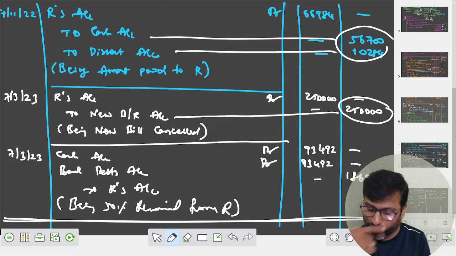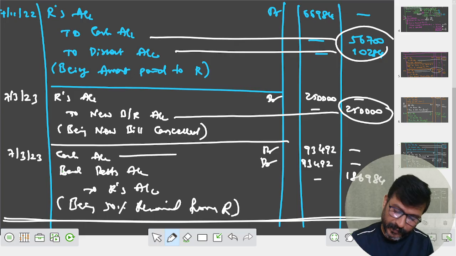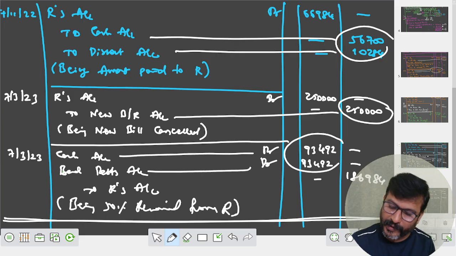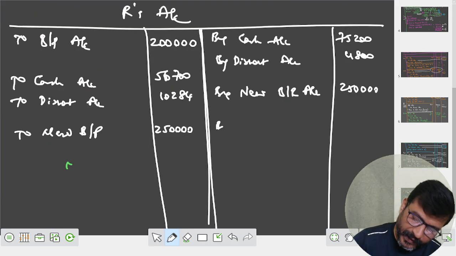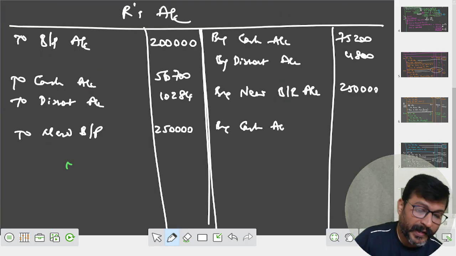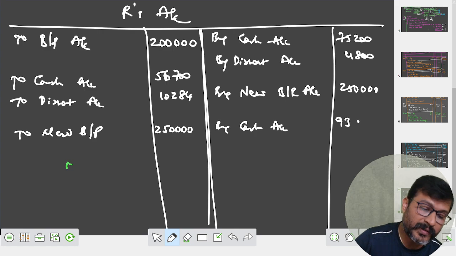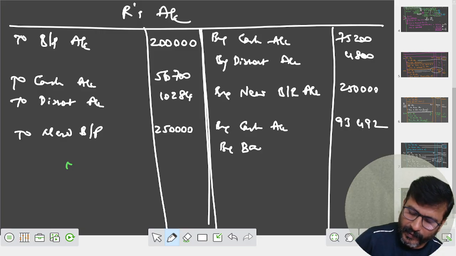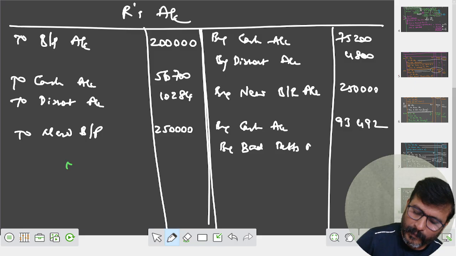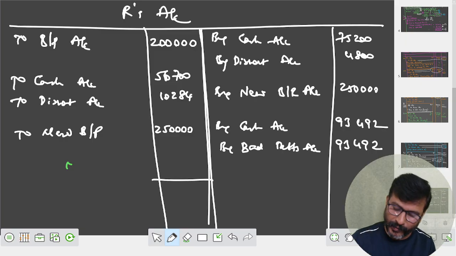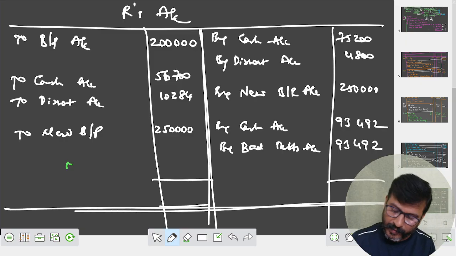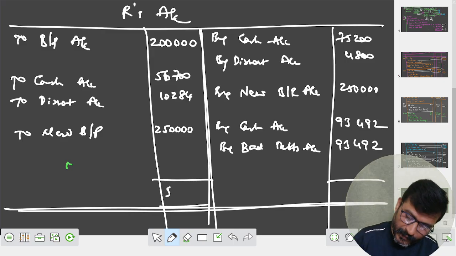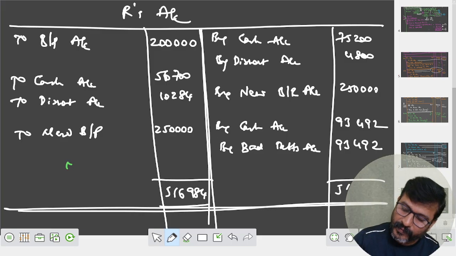Fine. What happened to the last one? Cash account debit, bad debts account debit, both are in the debit side of journal, so they come where? Credit side. By cash account 93,492, by bad debts account 93,492. Now you work out a total, my dear student. The total comes how much? 5 lakh 16,984.